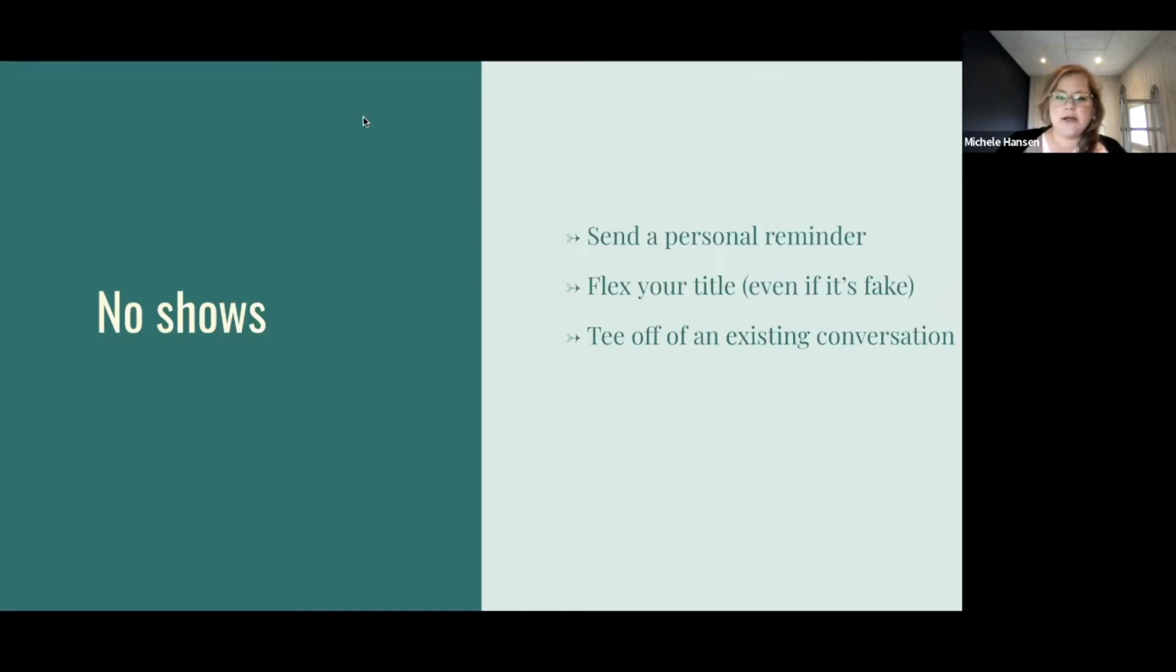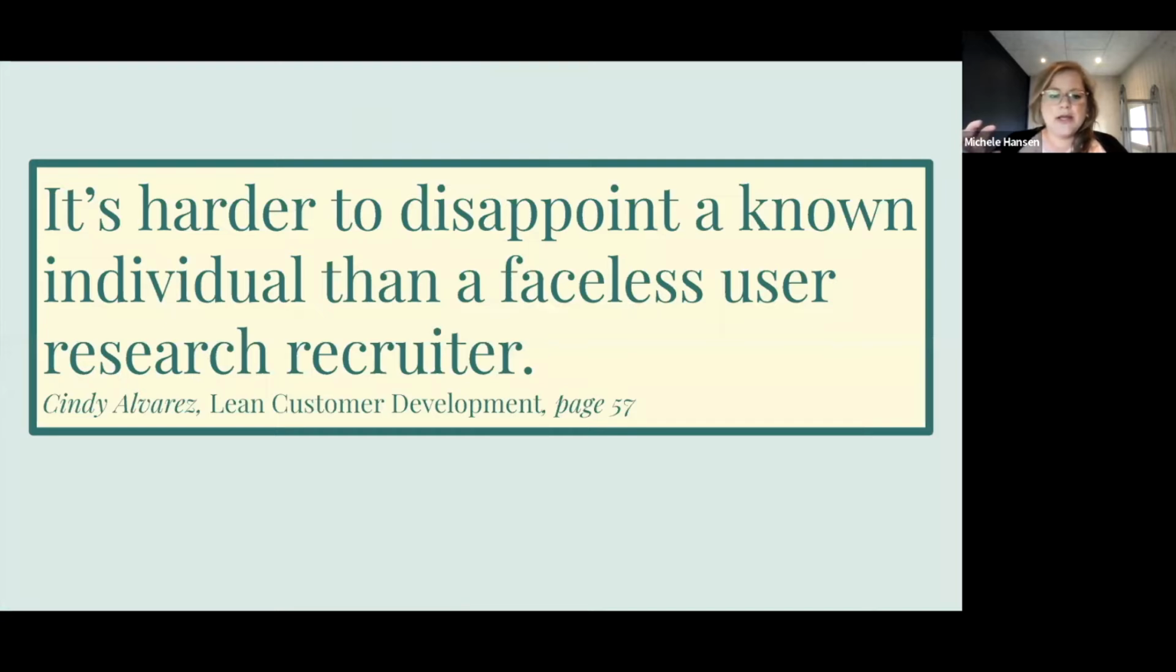Then I noticed that now I'm a founder, and I've been interviewing people as the founder of my company for 5 years now, my no-show rate basically dropped to 0. And so something really important here is that it is harder to disappoint a known individual than a faceless user research recruiter. This is from Cindy Alvarez's fantastic book, Lean Customer Development. So make sure you have some sort of personal connection to them.